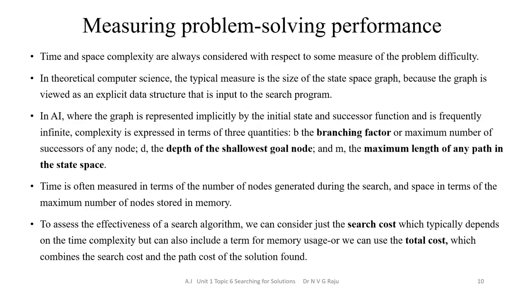Time and space complexity are always considered as measures of problem difficulty. The complexity is measured in terms of three quantities. They are b, the branching factor, that means the maximum number of successors of any node; d, the depth of the goal node; and m, the maximum length of any path in the state space. To assess the effectiveness of a search algorithm, we can consider the search cost, which typically depends on the time complexity, and total cost, which combines search cost and path cost of the solution found.